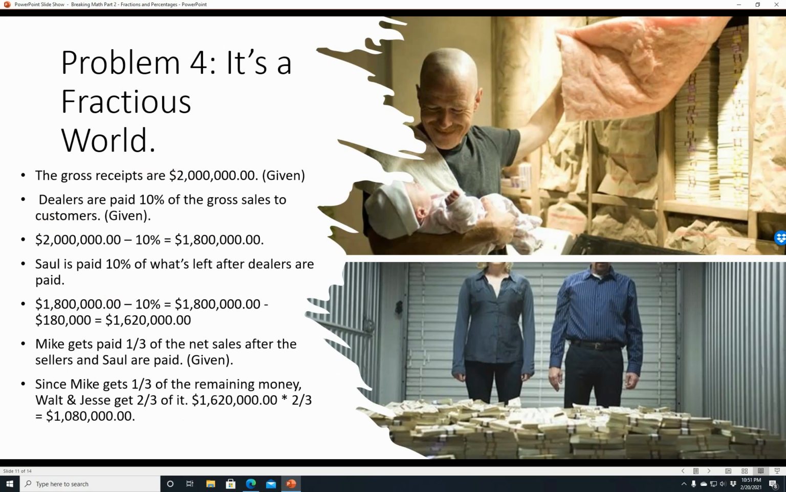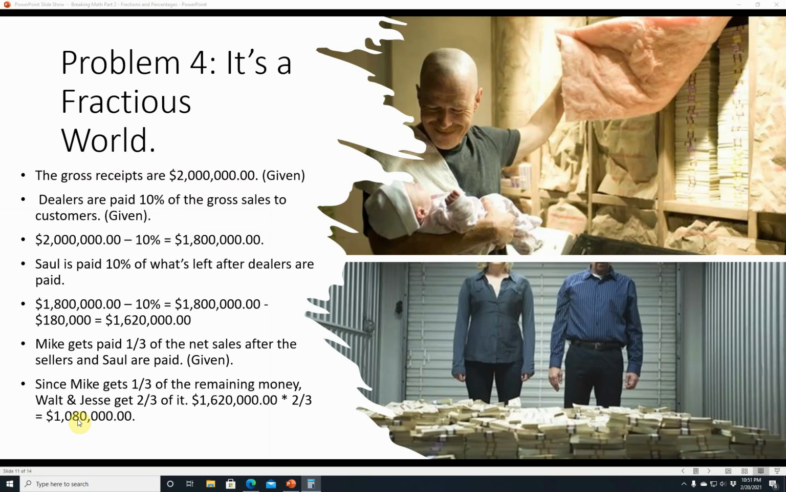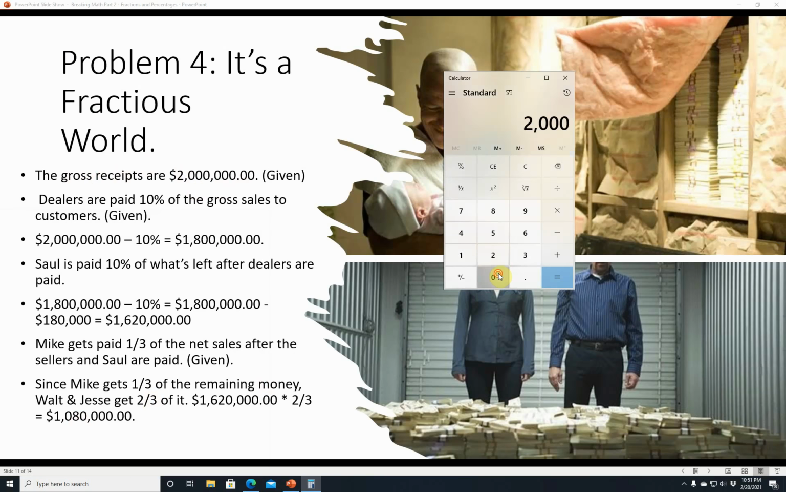That's a given. Dealers are paid 10% of the gross sales to customers. That's a given. So what we do here is, again, we can just go 2 million minus 10%, because that's the dealer's share of it. So we get $1,800,000. Saul is paid 10% of what's left after the dealers are paid. So okay, again, minus 10%. So Saul's 10% is $180,000. So that becomes $1,620,000.